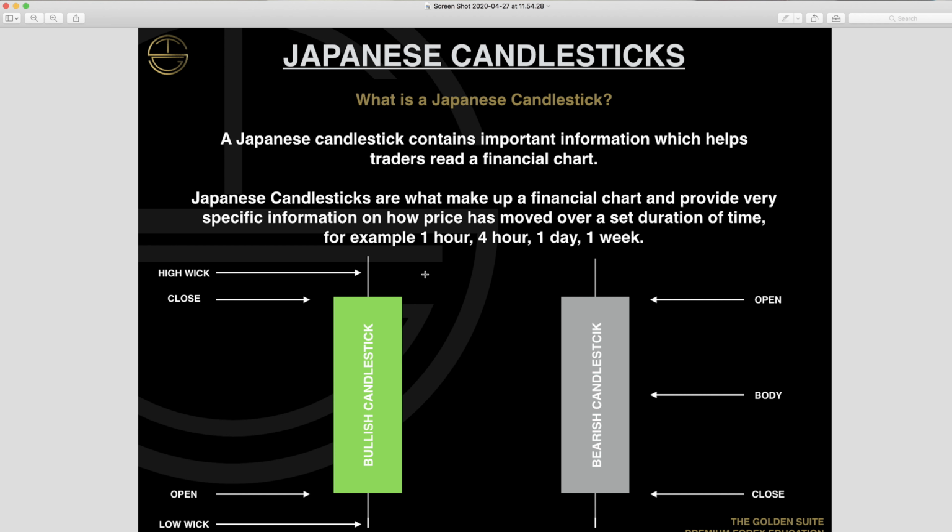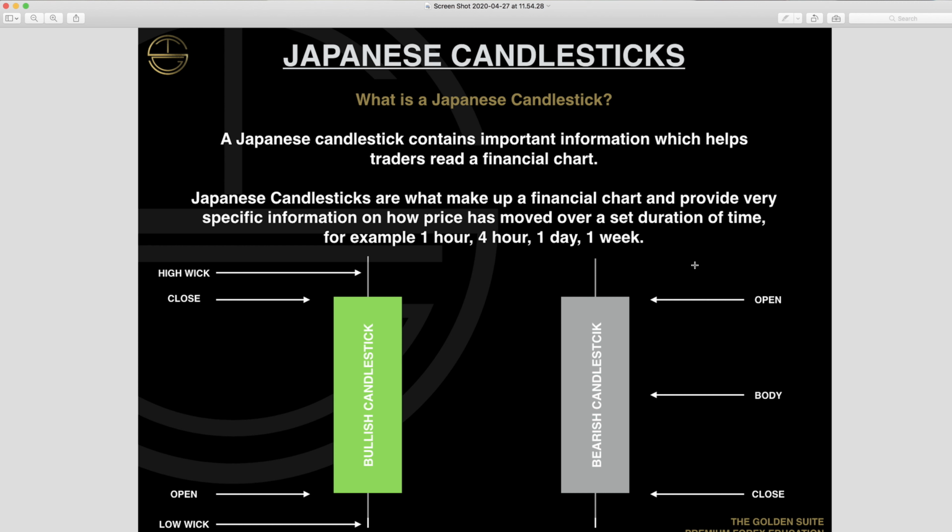So as you can see, Japanese candlesticks tell us a lot about what's happened in a set duration of time. Now, this is a weekly time frame. This candlestick would represent 1 week of data. If it's a 5-minute time frame, it does represent 5 minutes of data. And that's exactly the same for a bearish candlestick. So when price opened at the top within this specific time period, price pushed down, down, down, then closed at the bottom. This is the lowest that price went, and of course the top of the wick is the highest that price went. So keeping it really, really simple.